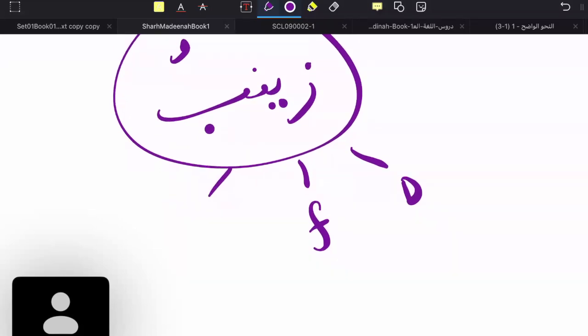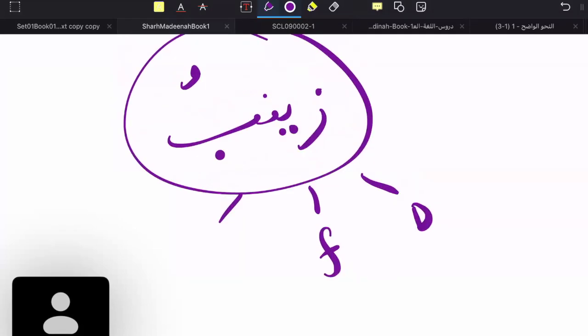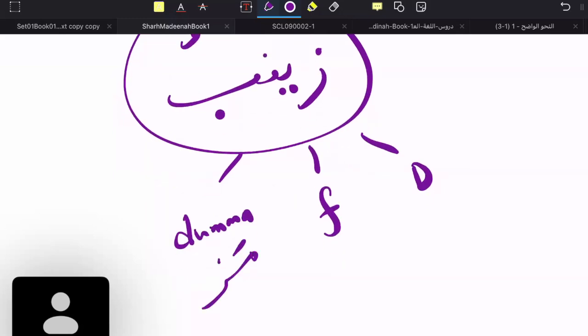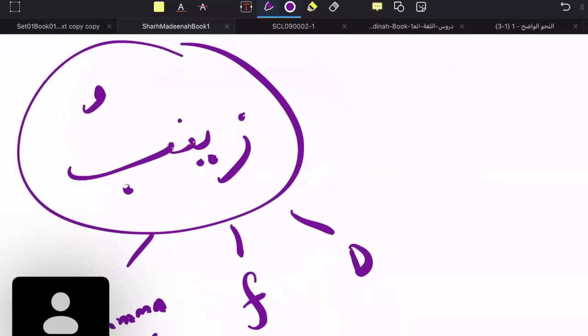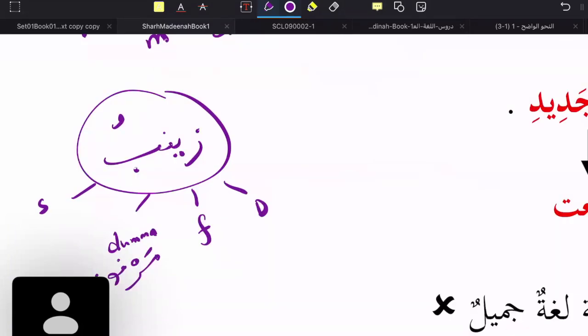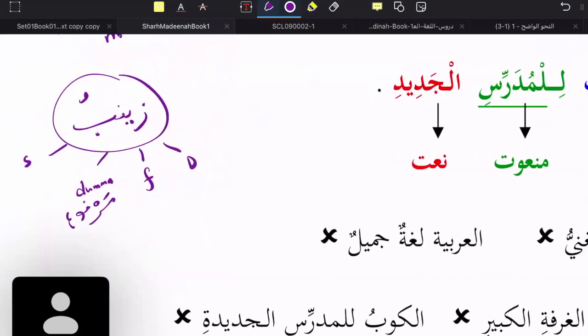What about the grammar? The state is Dhamma. You can call it Dhamma for now. Inshallah, very soon we'll get into the technical terms, which is marfu. What about the number? Singular, plural? Singular, yes. Every single noun we should be able to identify just by looking at it. Now, why is it important?